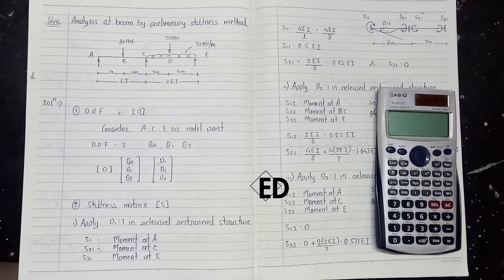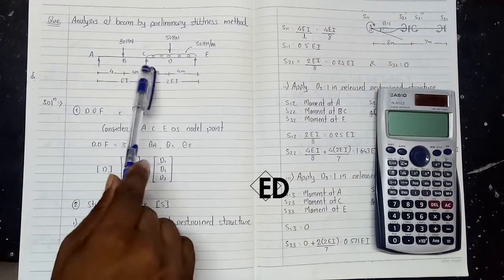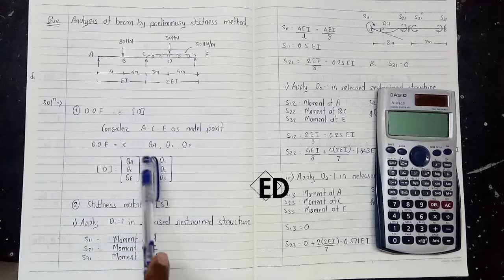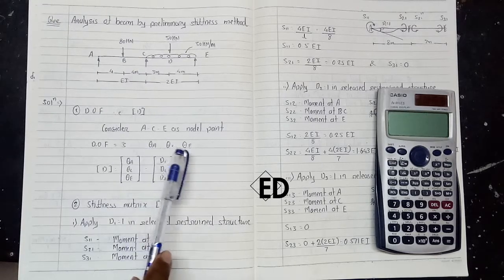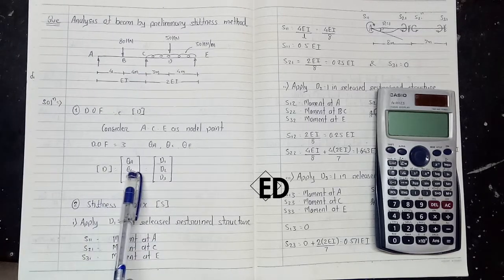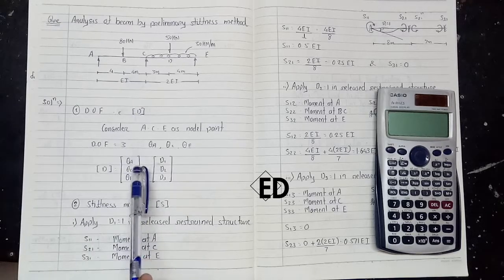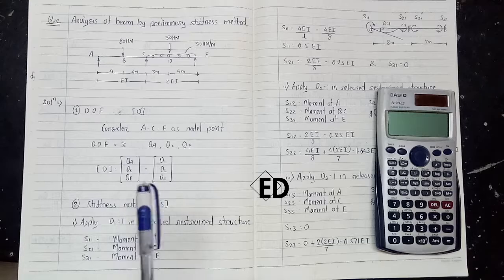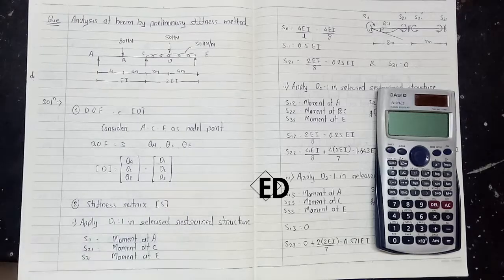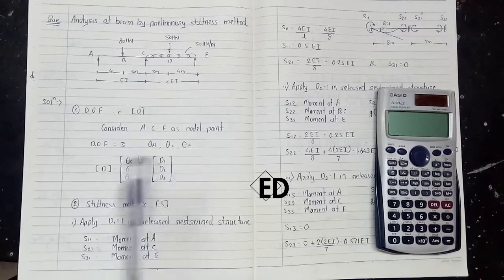This is our first step, that is to find out the degrees of freedom and represent them as the matrix D. I here considered the points A, C and E as my nodal points. So the degrees of freedom are the displacement at A, at C and at E. I represent this in matrix form, that is theta A, theta C and theta E. Just for our convenience, I represent them as D1, D2 and D3. So it is nothing but the displacement matrix.